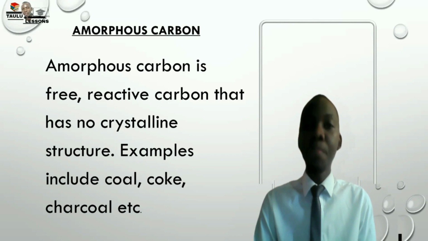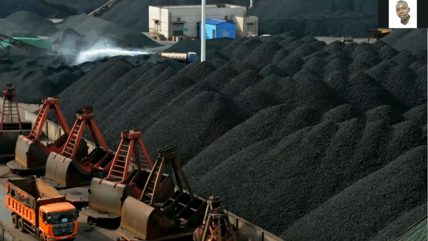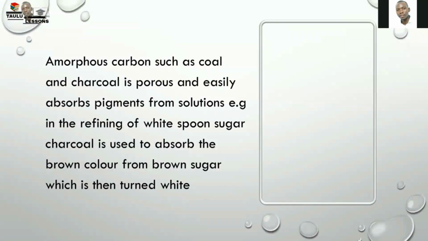Coke is made up of carbon elements, okay? Charcoal is also carbon elements. All those are examples of carbon elements. When you look at the coal that is used in factories and trains, coal is an example of a carbon element. So all those are examples of the allotropes of carbon.